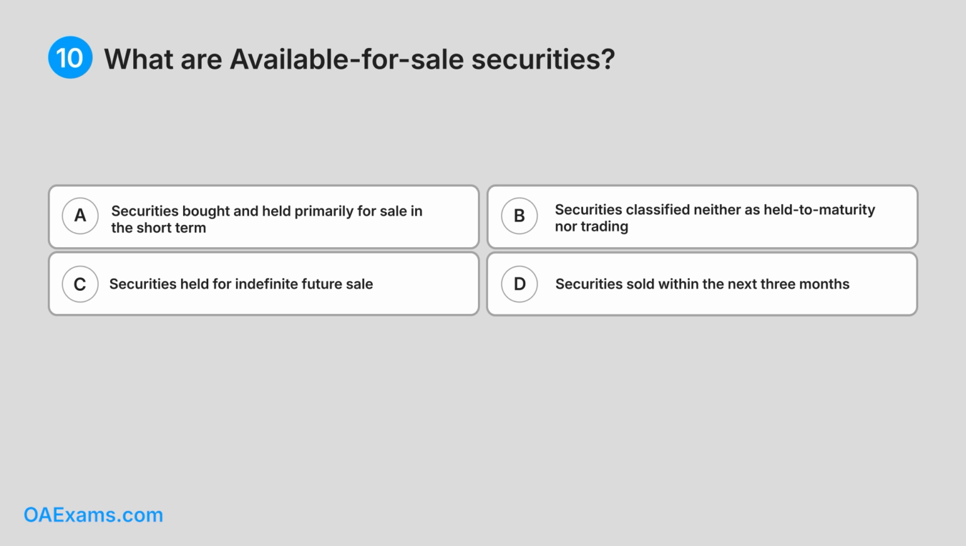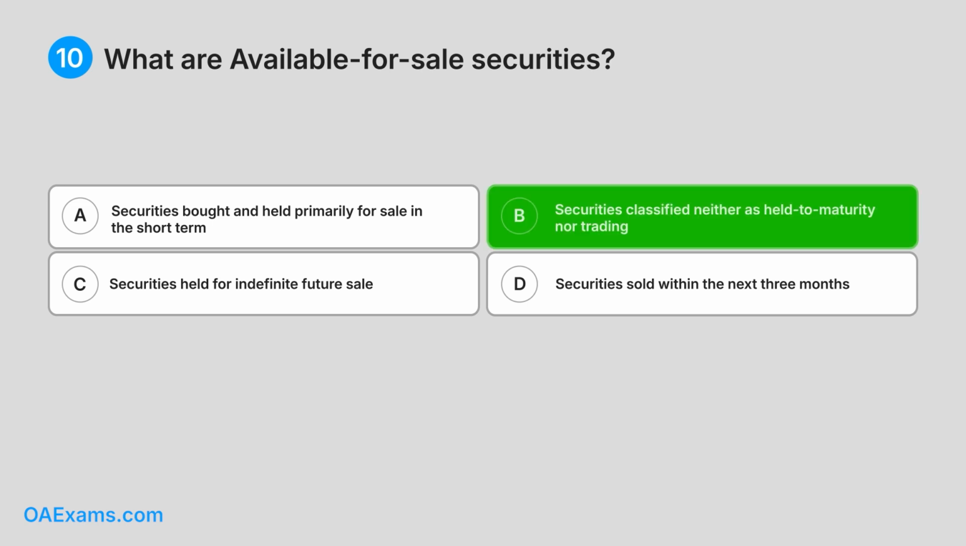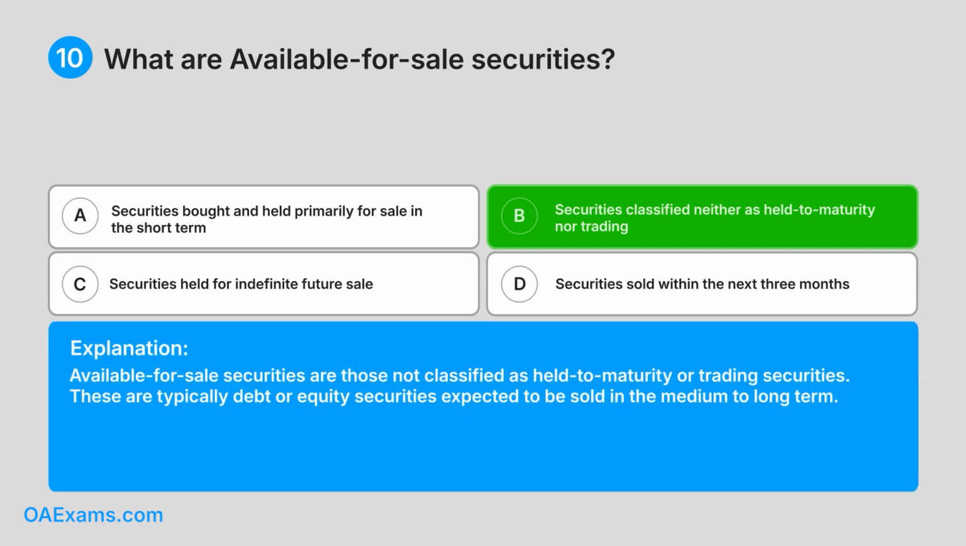Correct answer: B. Securities classified neither as held to maturity nor trading. Explanation: Available-for-sale securities are those not classified as held to maturity or trading securities. These are typically debt or equity securities, expected to be sold in the medium to long term.